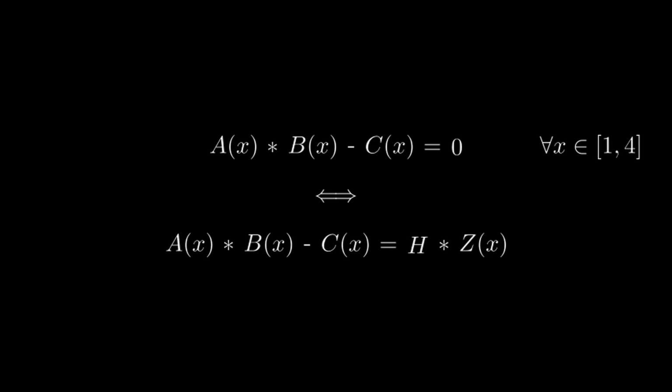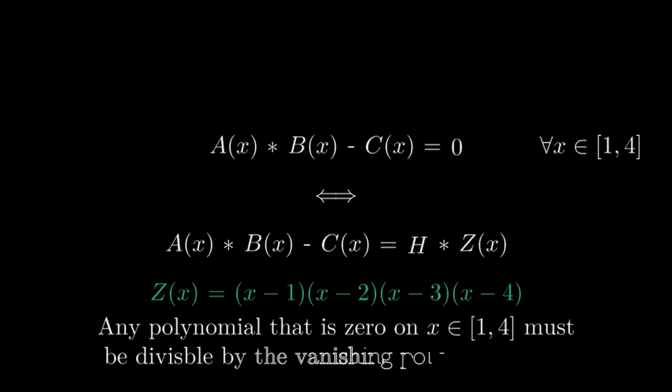Now z of x here is what we call the vanishing polynomial. It is 0 on all the values in the domain that we care about. It's 0 at 1, 2, 3, and 4. That's why we have this representation, z of x equals x minus 1, x minus 2, x minus 3, x minus 4. You should see that if you plug in any of the values in our domain, z of x should equal 0. And there's actually a more important fact of algebra here, and this is that any polynomial that is 0 on the same domain must be divisible by this vanishing polynomial.